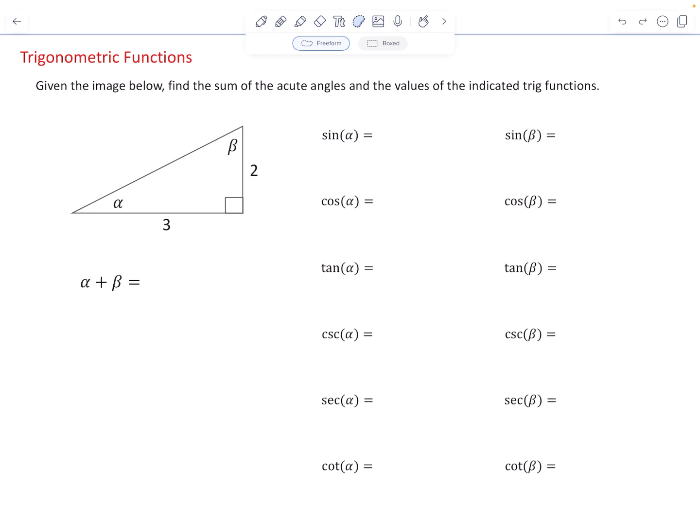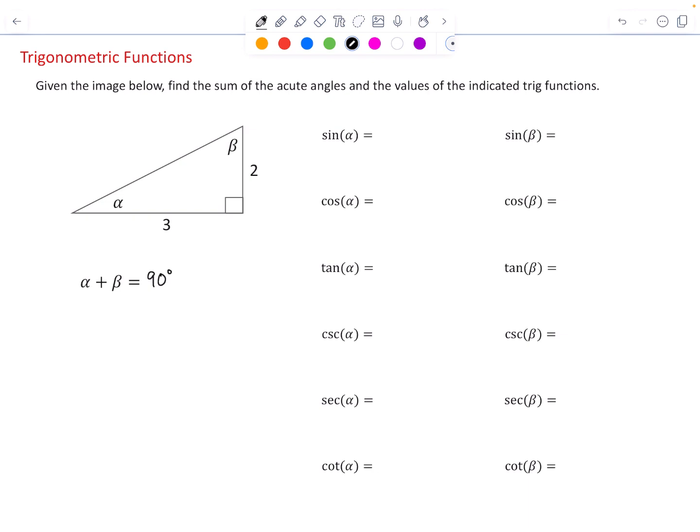Given the image below, find the sum of the acute angles and the values of the indicated trig functions. Now you may recall from a geometry class that the sum of the interior angles of a triangle always add to 180 degrees. So this angle right here is 90 degrees. That means that the other 2 angles, alpha and beta, must add to the other 90 degrees, which means that individually they must each be less than 90 degrees, which makes both alpha and beta acute.